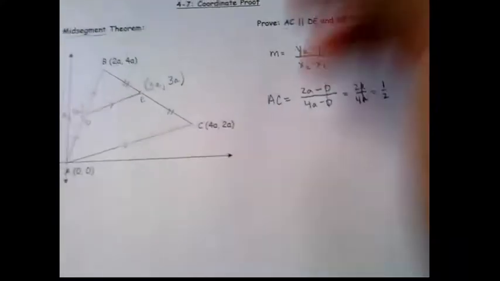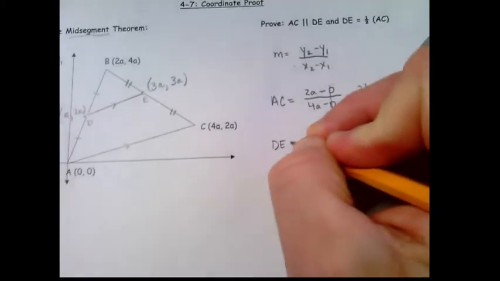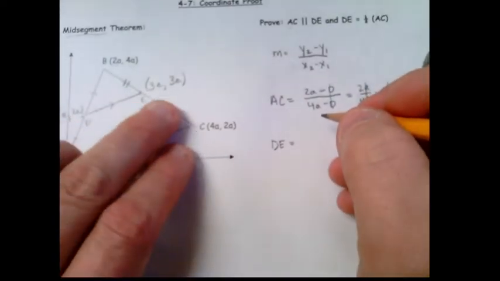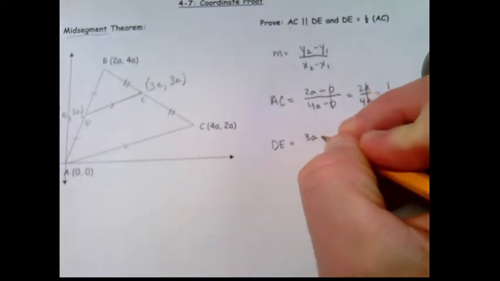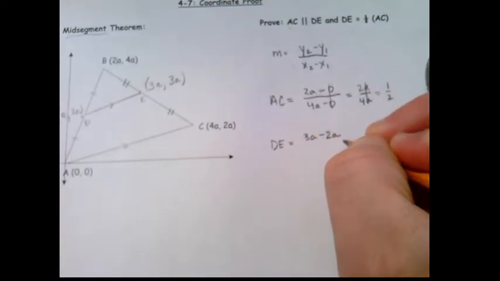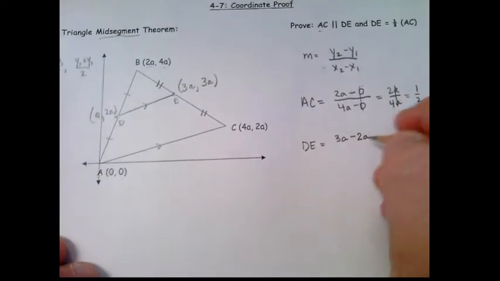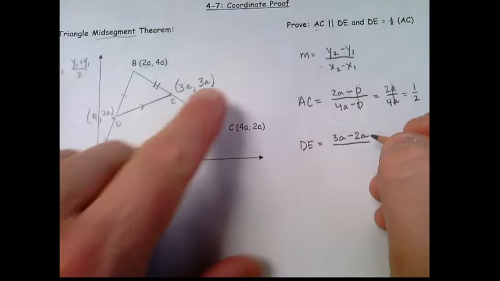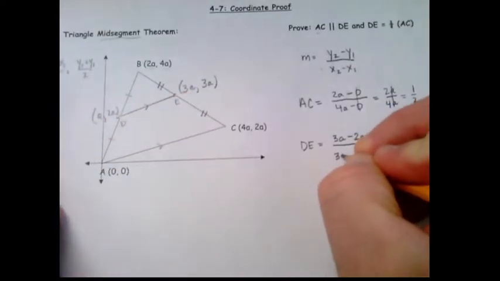So if we do this correctly, we should see that the slope of DE is the exact same. And so as I look here, I'm going to do something like this. I'll do the y values first. 3a minus 2a, again, we've got the y values over there, over 3a minus 1a.